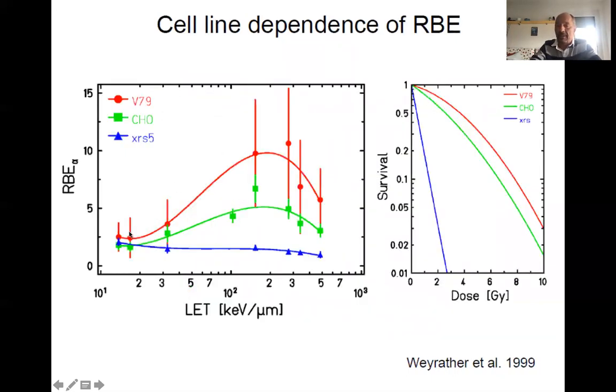You see it clearly here. This is the RB for V79, which are very radioresistant to X-rays. This is the RB as a function of LET for Chinese hamster ovary cells, which are less resistant than V79 to radiation. And this is the RB for XRS5, which is 1.